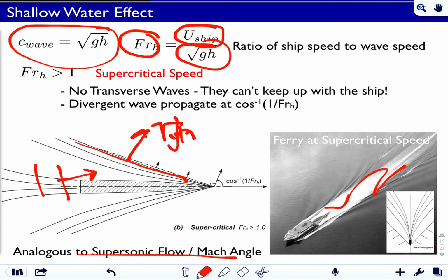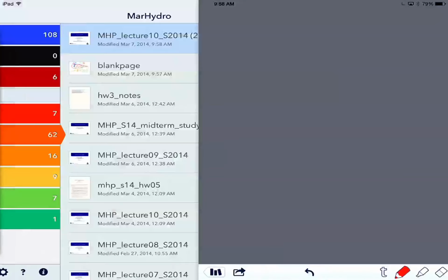Here, instead of the Mach number, you have the Froude number, but it's analogous. Mach number is the ratio of the aircraft speed to the sound speed, the sound speed being the speed at which these waves, in this case sound waves, are traveling, at C. The H-based Froude number here is the ship speed relative to root gH, which is the speed of propagation of these waves, not sound waves, but ocean waves. So they're completely analogous to the Mach cone.